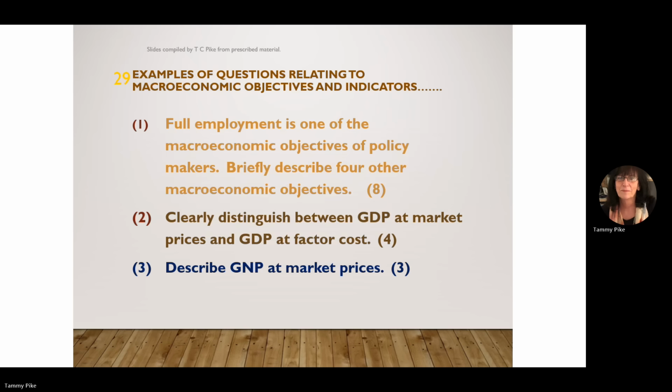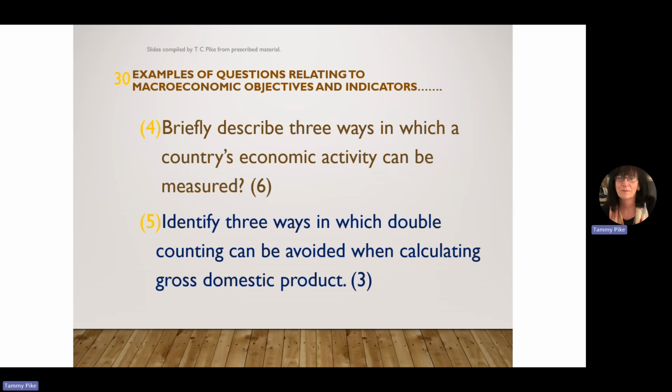Here we go. So full employment is one of the macroeconomic objectives of policymakers. Briefly describe 4 other macroeconomic objectives. We're going to have a look at those in a moment. Just be sure you can describe them, not just name them. And then clearly distinguish between GDP at market prices and GDP at factor cost. That's your different prices. You remember you've got factor cost, basic prices, and market prices, and then gross national product as opposed to gross domestic product. We'll have a look at all of those and be sure that you will be able to deal with questions on them. Here are some more questions.